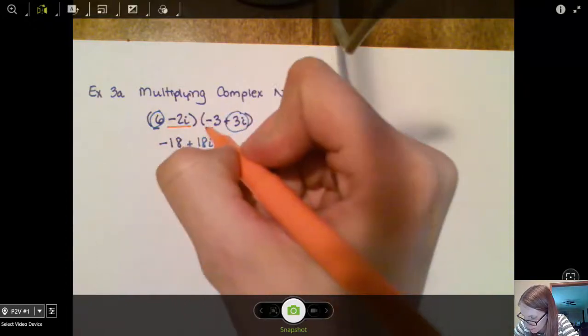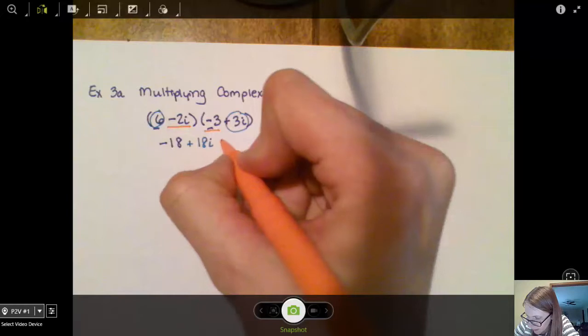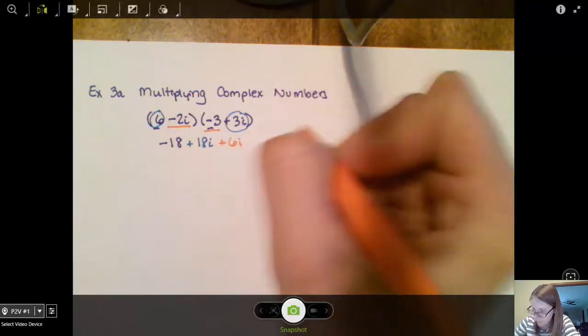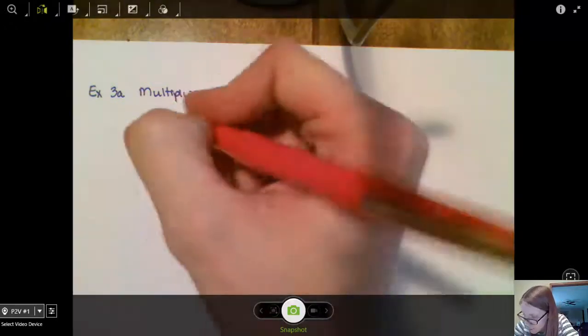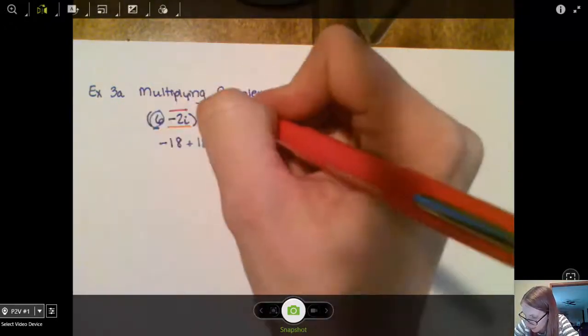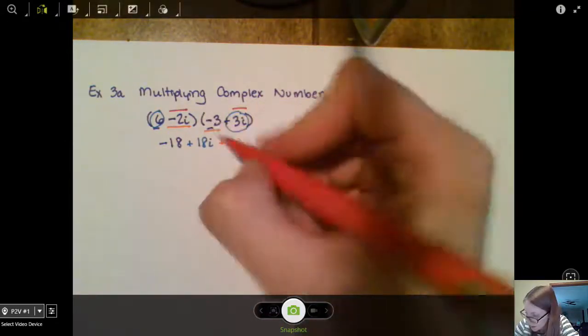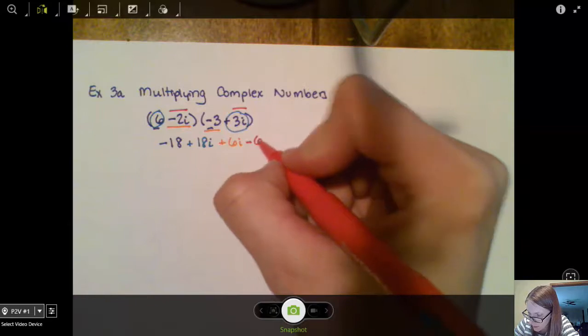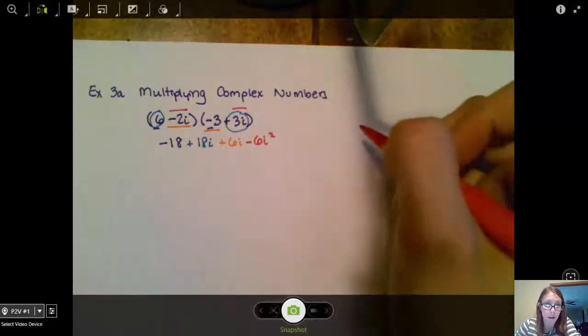My inside, negative 2i times negative 3 is positive 6i. And then last, put my little marking at the top here, negative 2i times positive 3i is negative 6i squared. Because i times i, we have the i squared here.